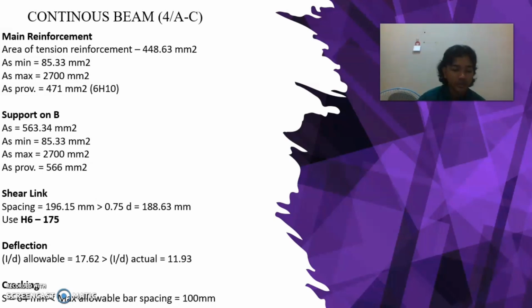Next, for the deflection, the value of the allowable is greater than the actual. The allowable is 17.62 while the actual is 11.93, so the deflection is within the range and it is okay. Next, for the cracking, the bar spacing is 64 mm, which is lower than the maximum allowable bar spacing, which is 100 mm. So it is considered okay.